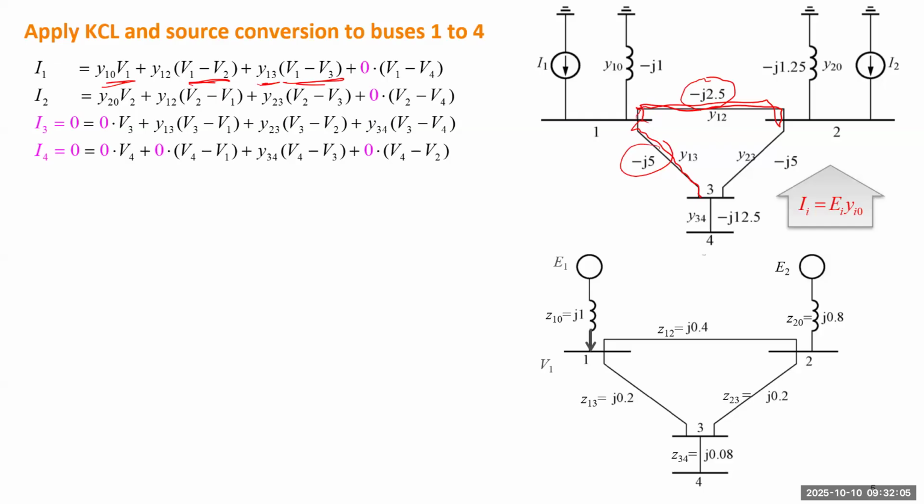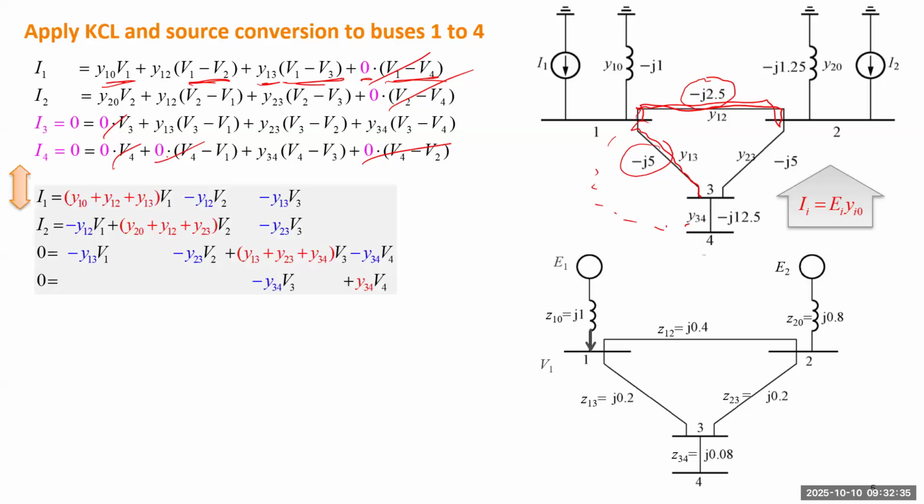But from bus 1 to bus 4, there's really no connection. So you can still write down this item, the voltage from 1 to 4, but the admittance is 0, which means you can ignore this item. Similarly for other equations, you also have some non-zero items and some 0 items. For 0, you can just ignore them. But we have a standard equation.